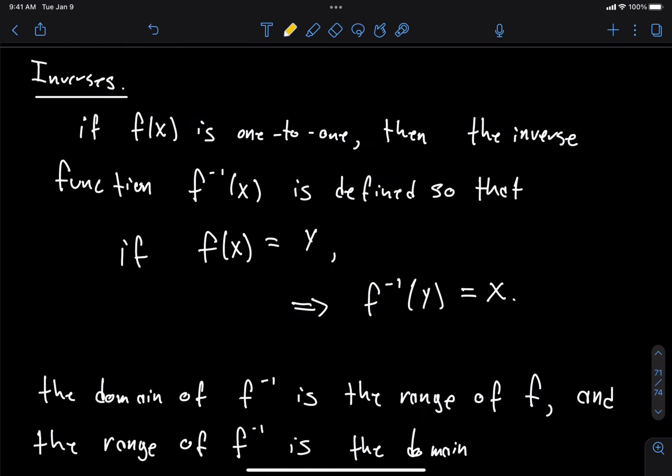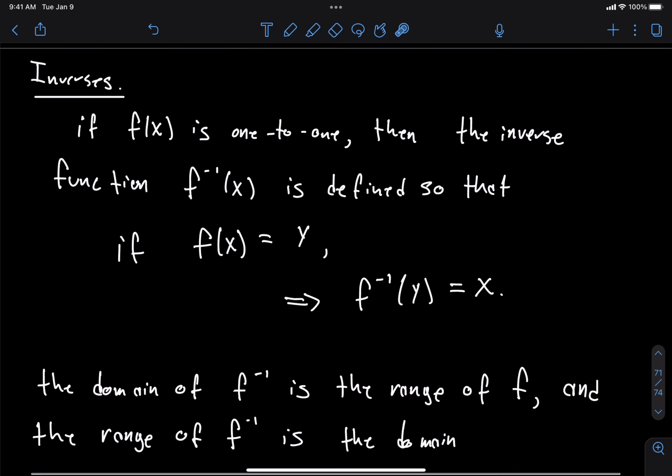Okay, so this is a bunch of words that you don't need to write down. If f of x is one-to-one, then the inverse function, f -1 of x, okay, so this is how we write it. We write a little -1 up here. Which, by the way, does not mean 1 divided by f of x.